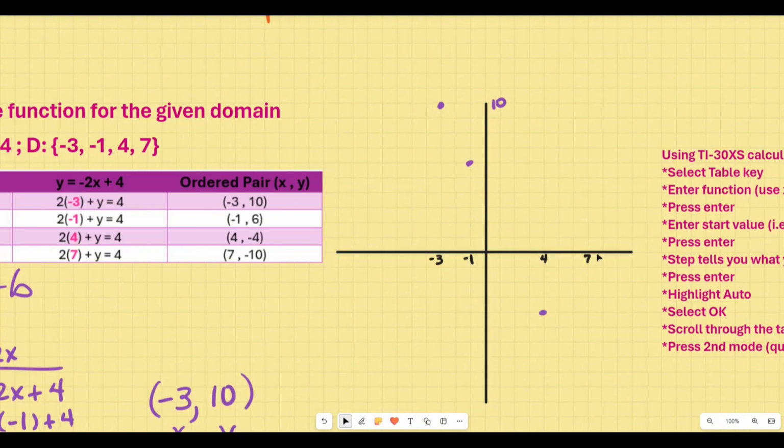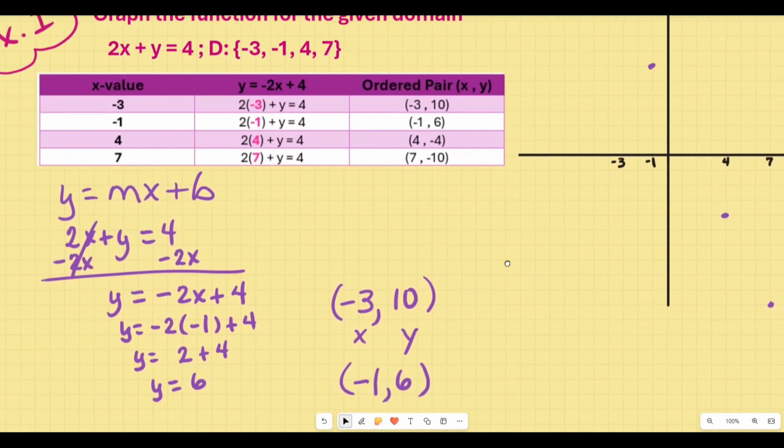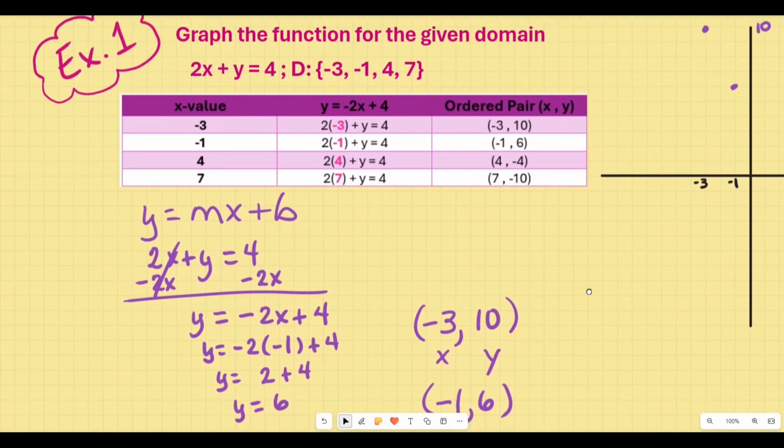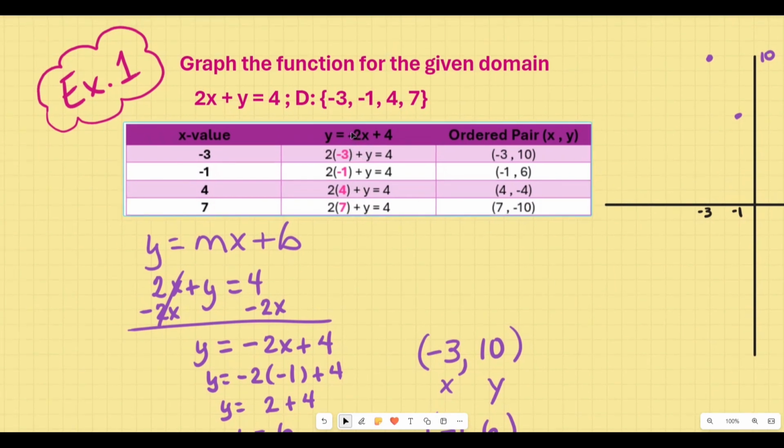And then I go over 7, and then I go down to negative 10. And again, this is 10 units down. So I'm going to go to 7, go all the way down to 10. And you would notice that it is going as a line. I'm just not going to connect it because, again, it told me only for these values. And I know that I'm on the right track because my slope is a negative value. So that tells me that my line is going to go downward.